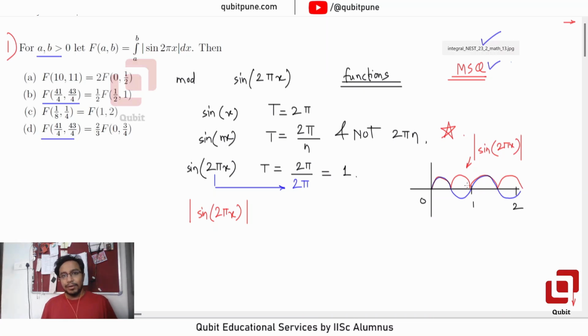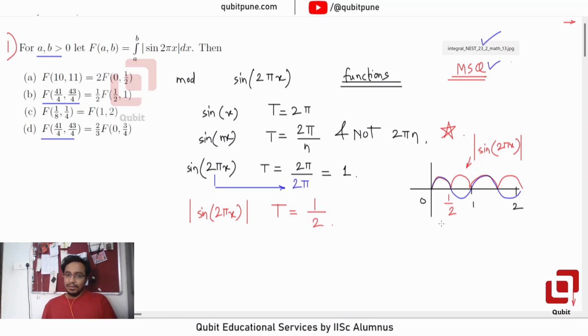When you take mod of any function, what happens? All the positive values remain as they were, but all the negative values get multiplied by negative, and that's typical of a modulus function. Have you understood this? Which means, can you now tell me the period of mod of sine 2πx? It will not be 1. It will actually be half of it. Did you understand this?